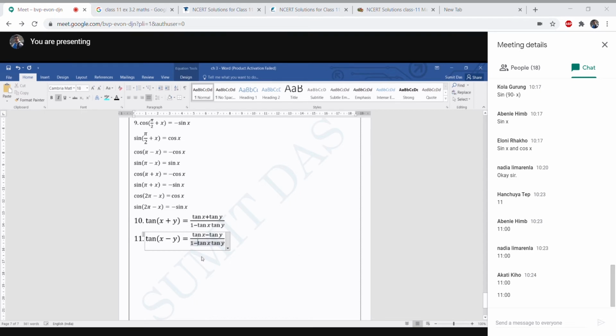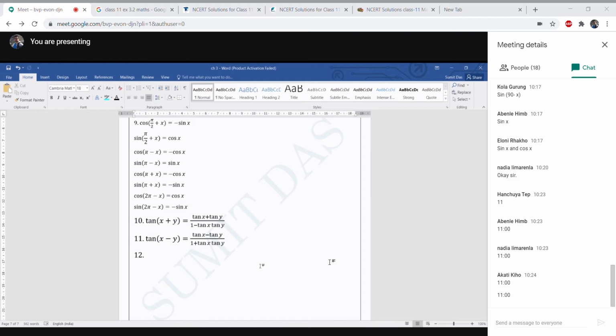Okay, how will you remember the formula? When it is tan x plus y, the numerator will be tan x plus tan y, and the denominator will be 1 minus tan x tan y. Look, in both, the formula is the same, only the sign is changed. So what you have to remember: when this is plus, the numerator will be plus and the denominator will be the opposite sign, that is minus. And when it is minus, the numerator will be minus and the denominator will be the opposite sign, which is plus. So these few things you have to remember.